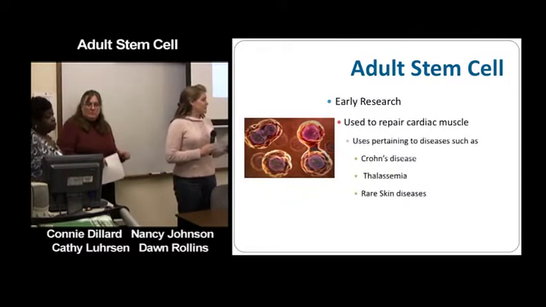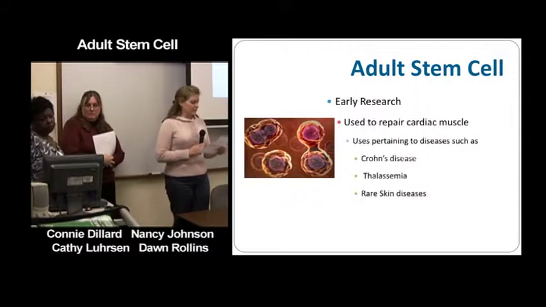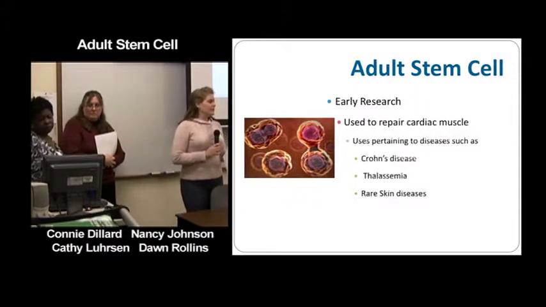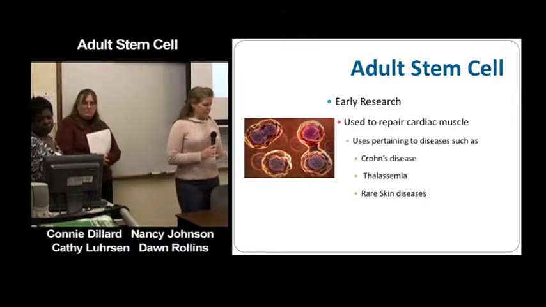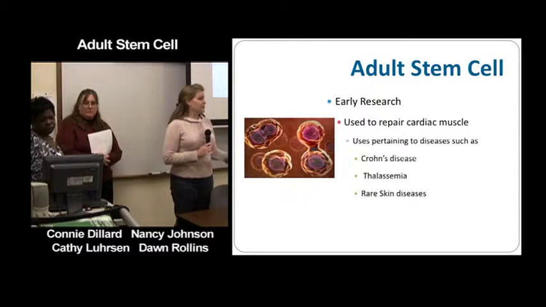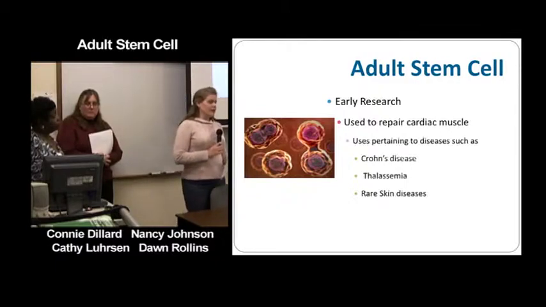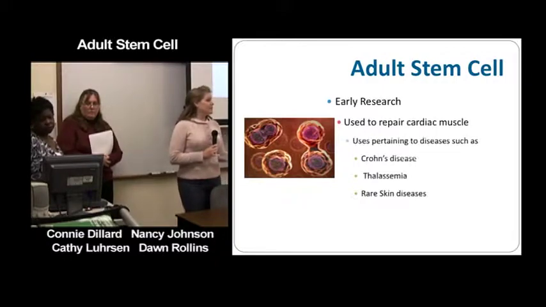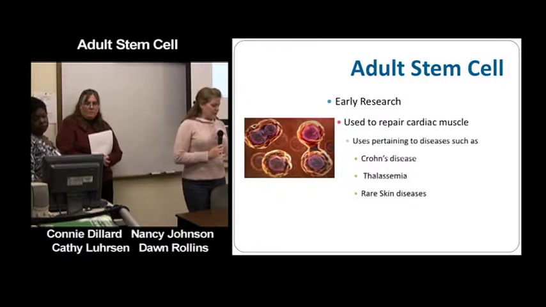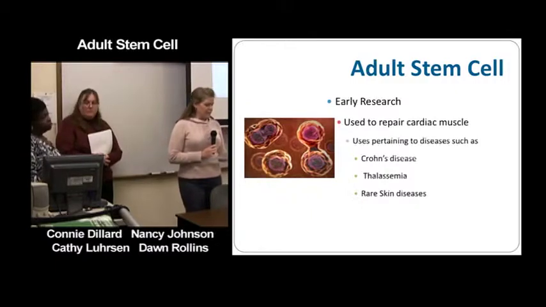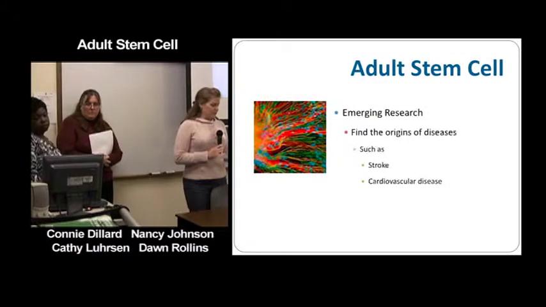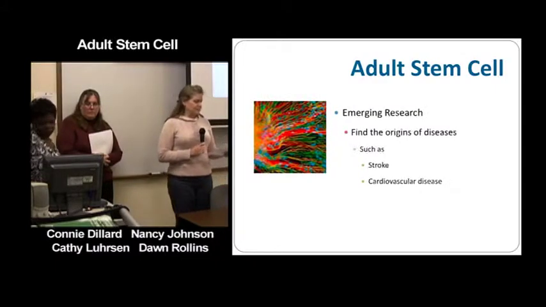There's been a lot of research with stem cells in the last few years. Early in the 21st century, a doctor took bone marrow and injected it into a patient's cardiac muscle, and it regenerated cardiac muscle that had been damaged from a heart attack. They've also done research in the areas of Crohn's disease, which is an intestinal disease, thalassemia, which is a blood disease, and some rare skin diseases. Currently, they're doing research with genetic and acquired diseases, which of course affect the blood and the bone marrow.